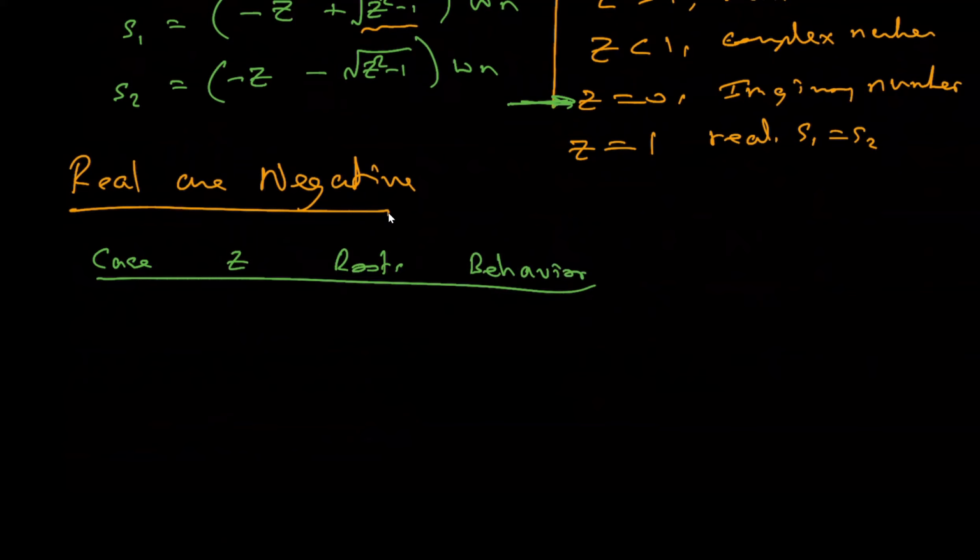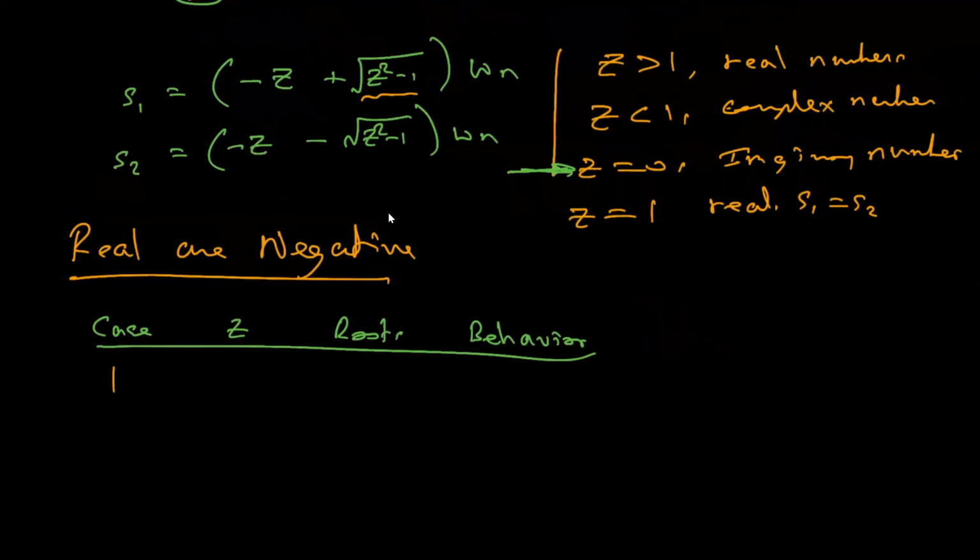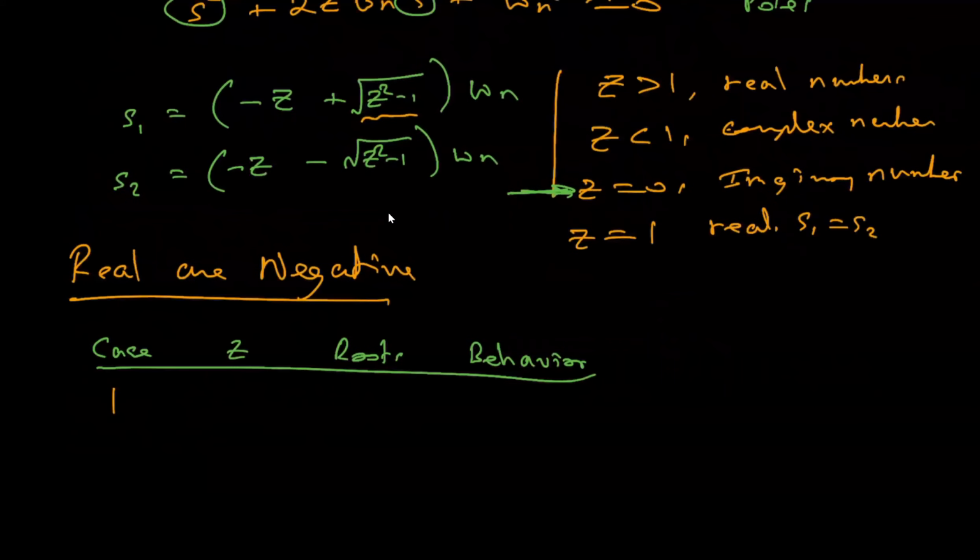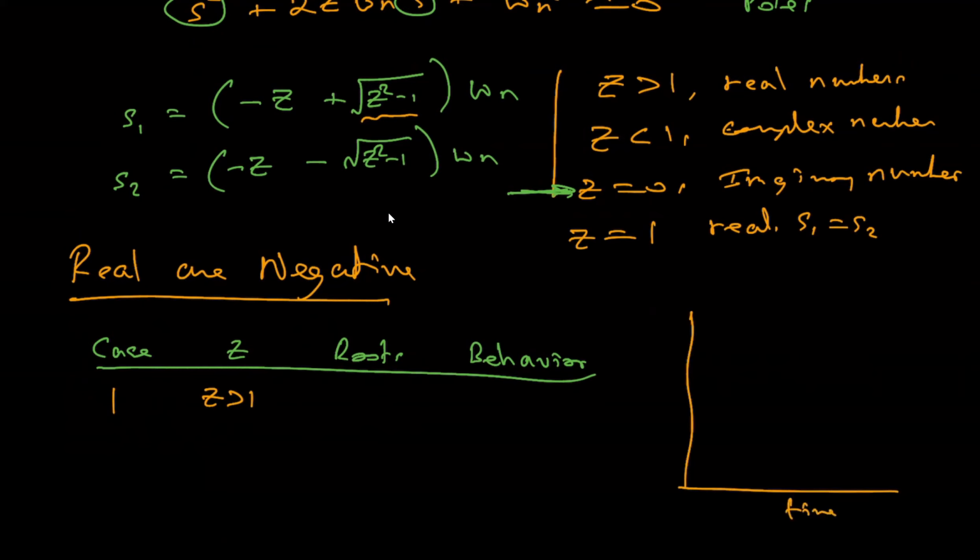Case number one, we'll consider the easy one, is when zeta is greater than 1. I'm going to draw a graph on this side showing you what that might look like. The two roots, again, are real and negative. And the behavior, there's a technical name for this, is called overdamped.